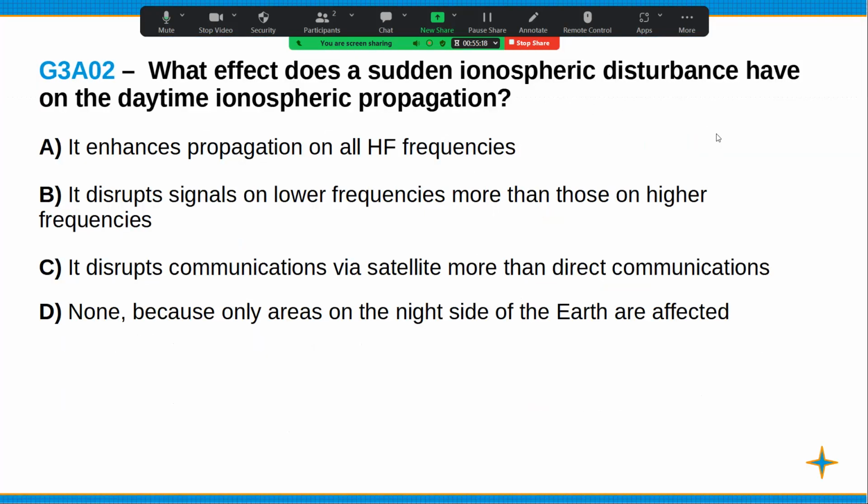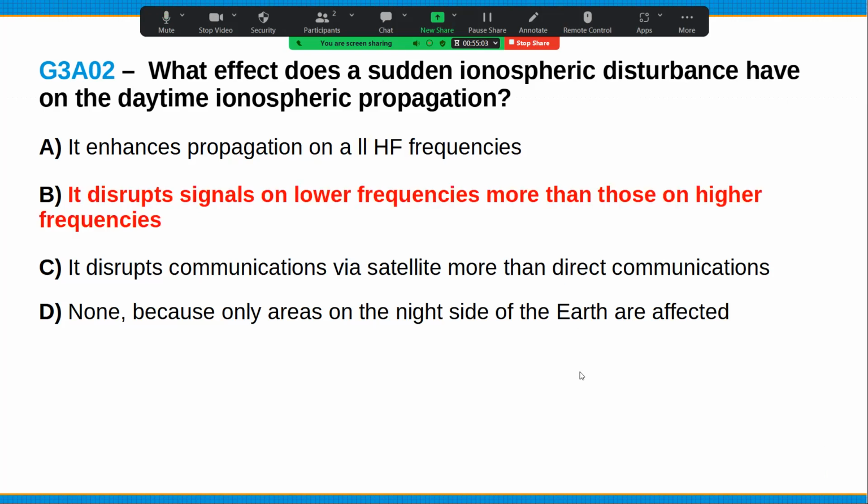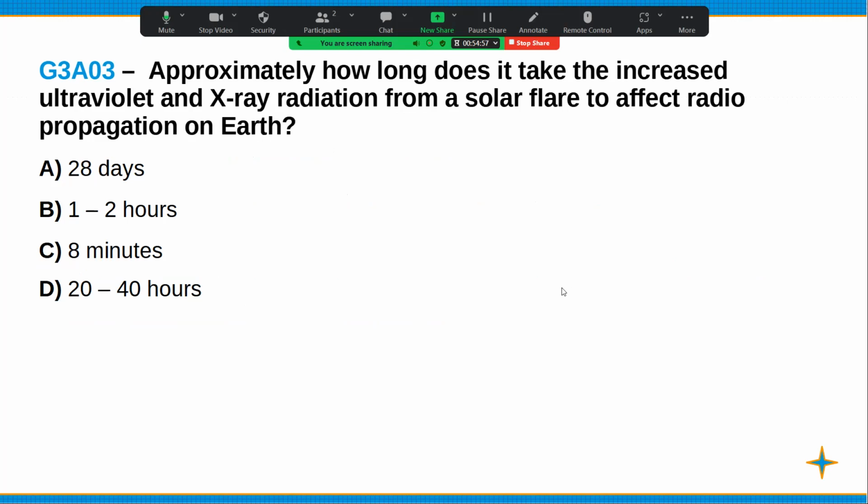What effect does a sudden ionospheric disturbance have on the daytime ionospheric propagation? Affects lower frequencies more than higher frequencies.